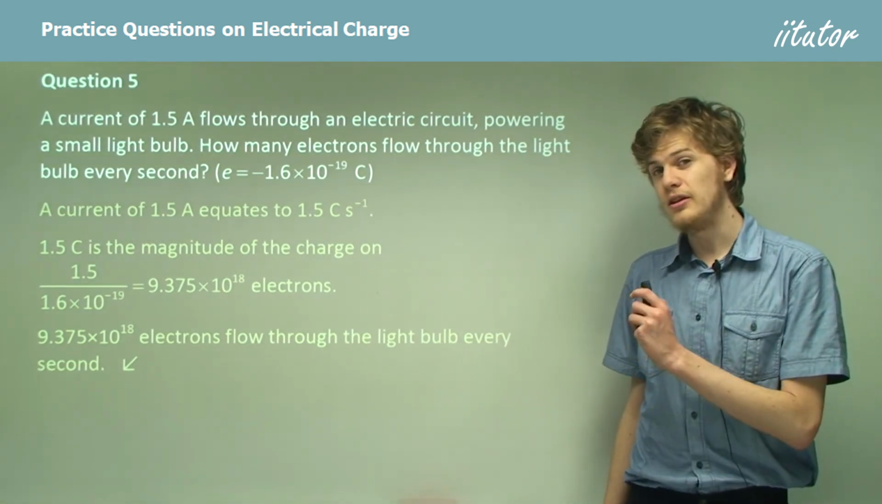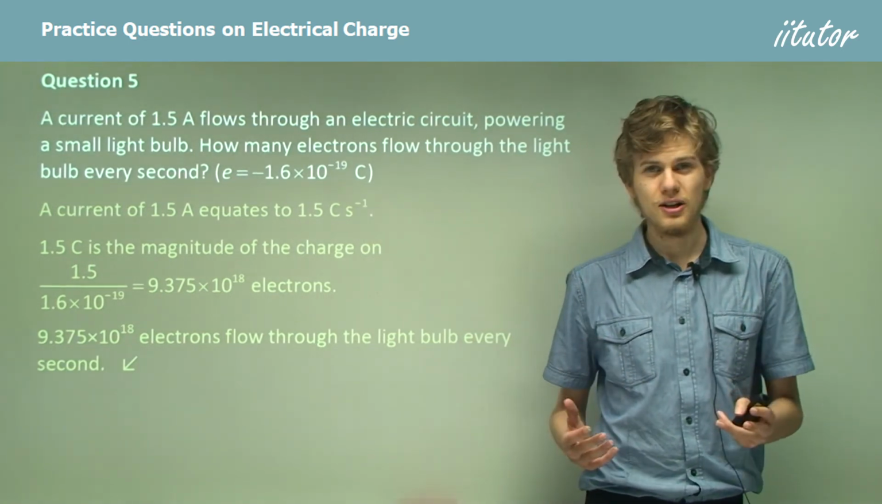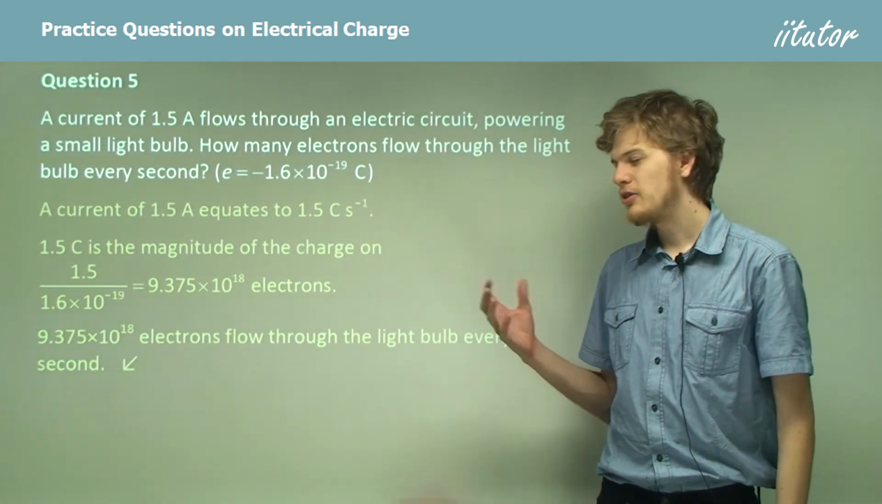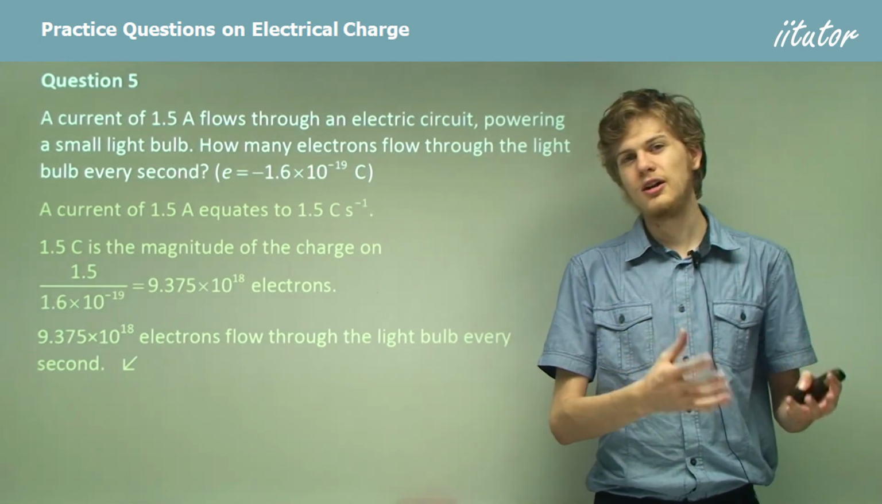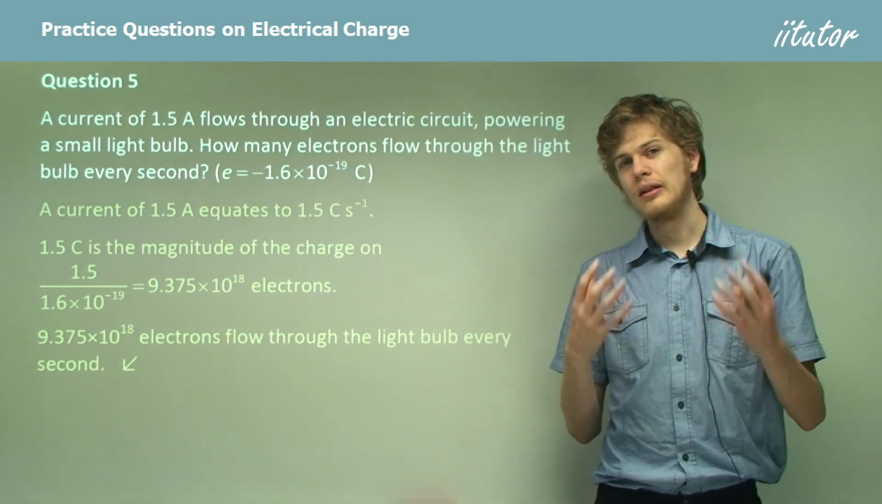So that's the end of the questions. We've learned about electric current and electric charge. Remember that electric current is the rate of electric charge per time. In the next section, we'll be looking more at how electric current works.